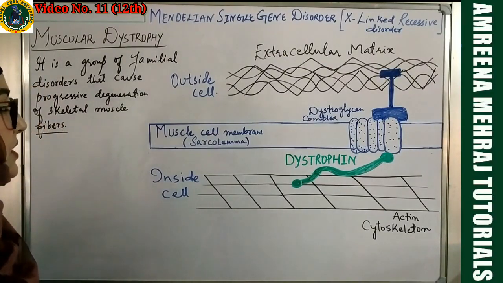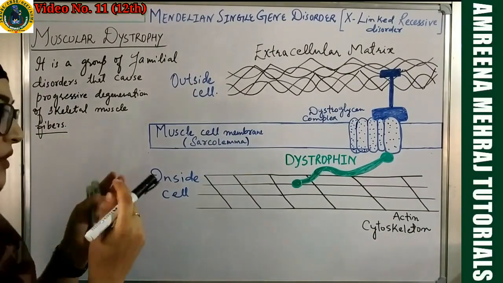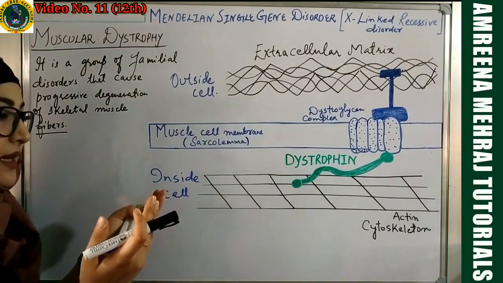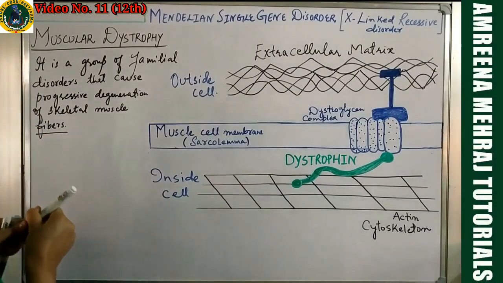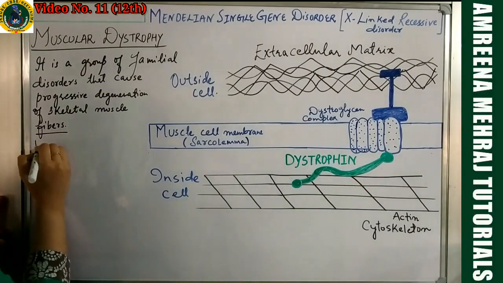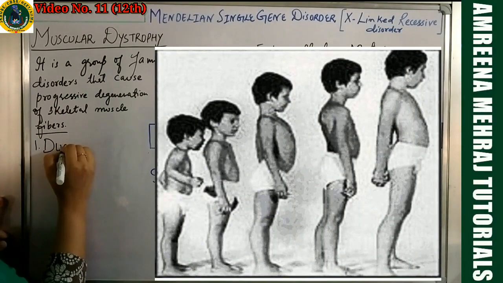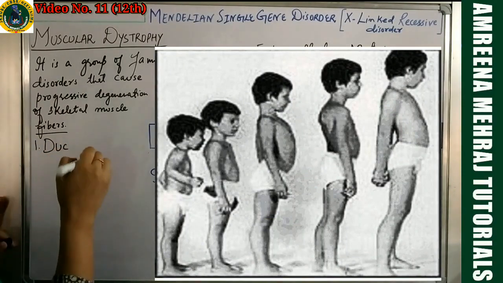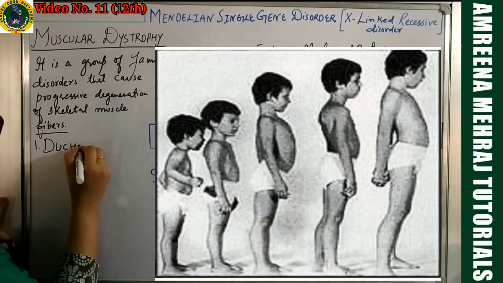Now, my dear students, these muscular degeneration disorders are broadly of three major types, and that's very, very important for you people. So, we have three types of muscular dystrophies. Number 1 is very important. Number 1 is Duchenne's muscular dystrophy. Duchenne's muscular dystrophy is very important for you people in class 12.